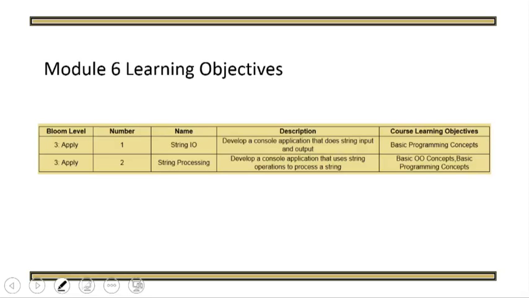Last time, we talked about the string data type, and just as a reminder, a string is simply a sequence of Unicode characters. This time we're going to look at a couple of more interesting processing things that we can do with strings. As a reminder, here are the module learning objectives for Module 6, and we're really working on the second one in this case, where we're taking a look at string processing.